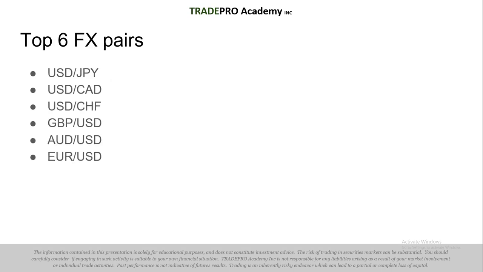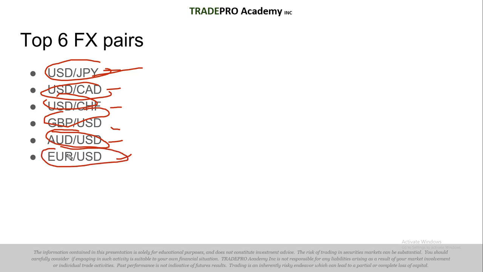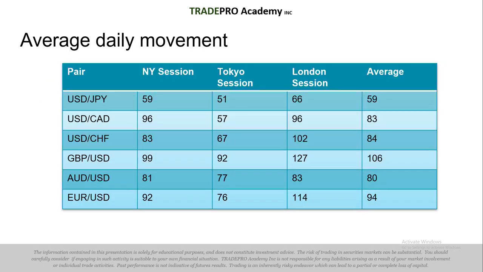So our top 6 Forex pairs right here on the screen, you can see they're all going to be majors. And we start off with the USD Japanese Yen, USD CAD, USD Swiss franc, GBP USD, Australian dollar USD, and Euro USD. So for more information on these, wait until our mini series gets into it a little more. So we're going to cover each of these pairs in videos throughout this mini series and even more so in our Forex course.